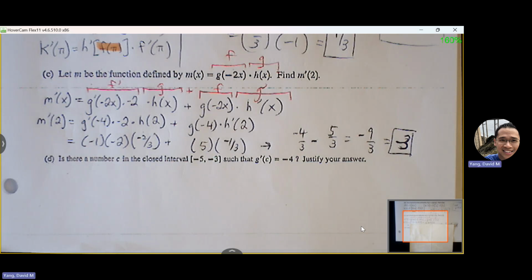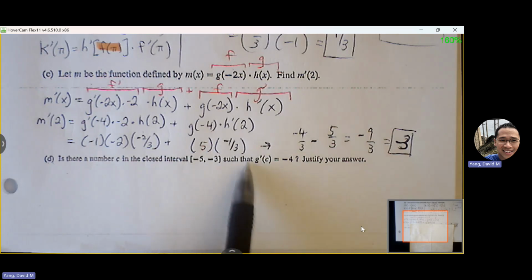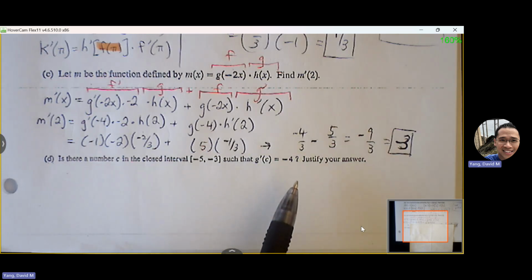Okay, any questions with part C? Part D, is there a number c such that g prime of c equals -4? So anytime we want to look for a guaranteed value, we're always thinking IVT and MVT. Usually those are the two theorems that we're trying to apply. But we're going to always try to test out IVT first. That's going to be the easier one, right?